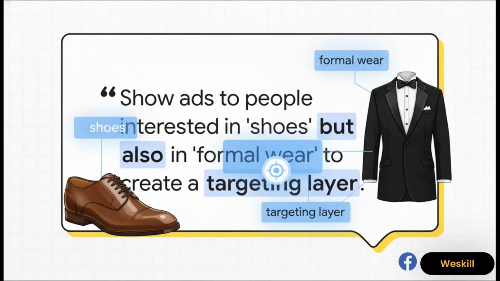But here's the real secret sauce. It's not just about picking one interest, it's about layering them to narrow things down. So instead of showing your ad for fancy dress shoes to every single person who likes shoes, which includes millions of people who only buy sneakers, you can tell Meta to only show it to people who like both shoes and formal wear. That kind of laser focusing saves you a ton of money and puts your ad right in front of the people most likely to actually care.